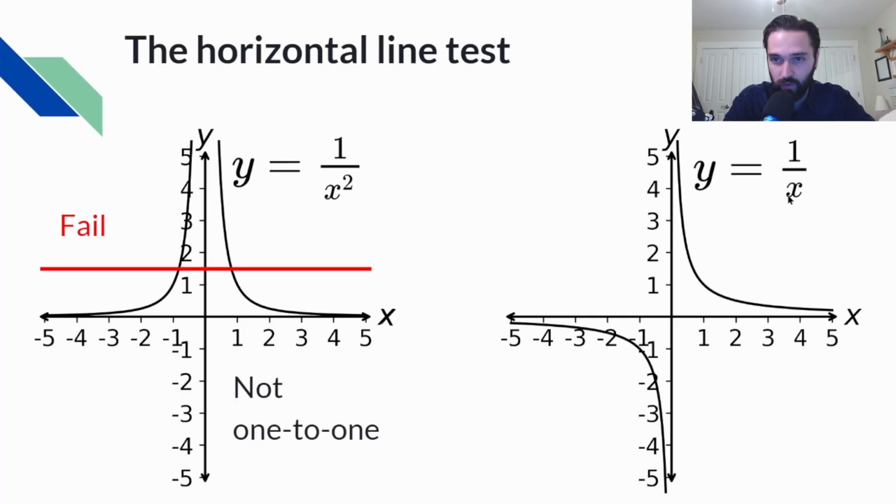And finally, I have the function y equals 1 over x. And we can see that wherever we draw this horizontal line, it's just going to intersect the curve once. So it passes the horizontal line test. So we say that it is one-to-one.